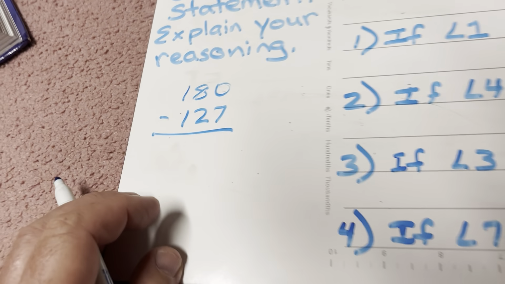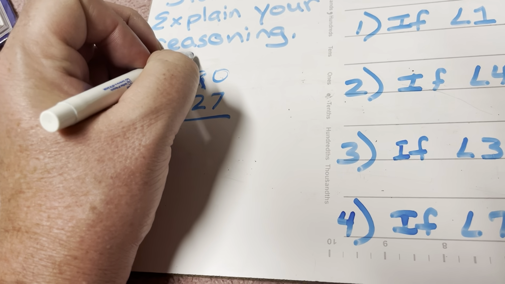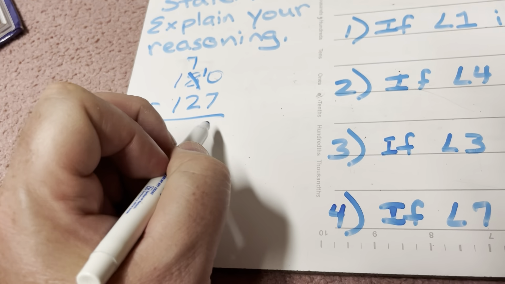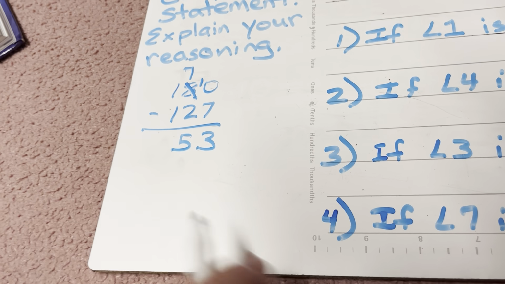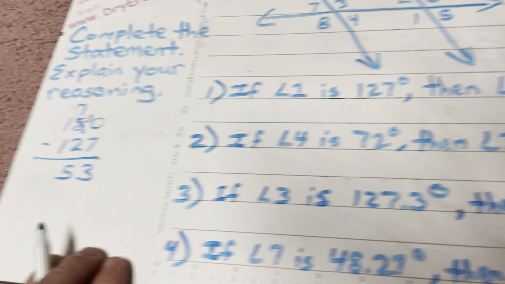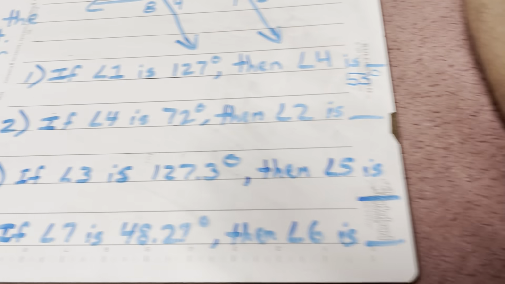You can just punch it into your calculator. But to go old school, I can't do 0 minus 7, so I borrow from the 8, make it a 7. 10 minus 7 is 3, 7 minus 2 is 5, 1 minus 1 is nothing. That tells me then that angle 4 is 53 degrees. So I'll come over here and put 53 degrees.